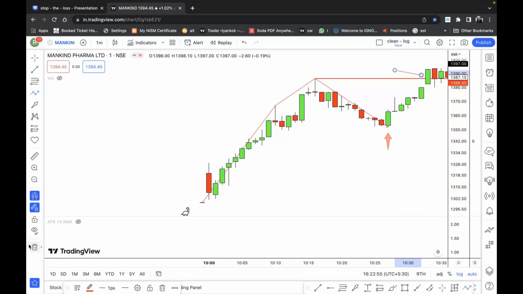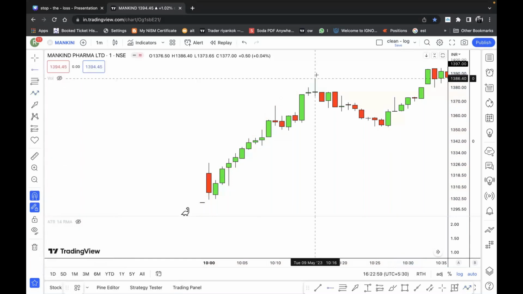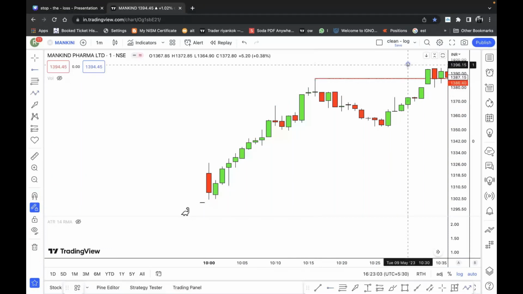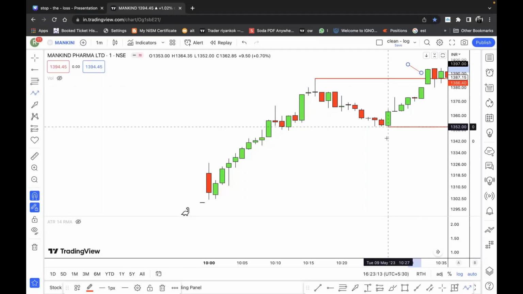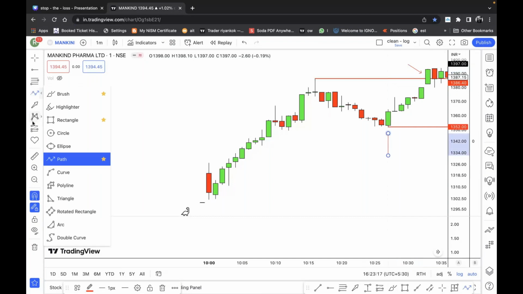Let me just get rid of the drawings just to make you understand better. The stock broke out above 1386 here at this particular candle. Now, after the stock has gone above the level of 1386, this point 1352 will be called a swing low. Okay, only after the stock has gone above 1386. Until it goes above 1386, this point will not be called a swing low. Just remember this point to the core.